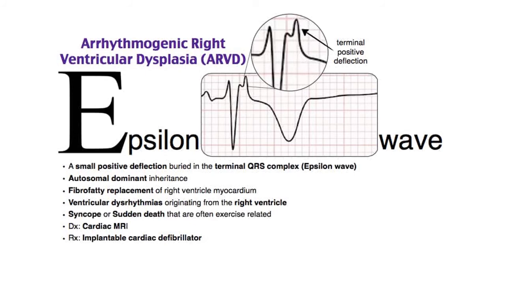And the definitive diagnosis, when you talk to cardiology, is that they'll get a cardiac MRI. And that's how you diagnose arrhythmogenic right ventricular dysplasia. So with epsilon waves, be very, very suspicious for ARVD. Patients need a cardiac MRI and an ICD.